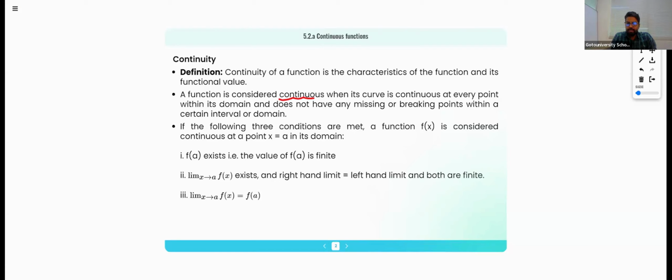So examples of continuous functions, as I already gave you: a trigonometric function, f of x is sine x, is a continuous function. F of x is cos x, again I'm repeating, is a continuous function. And f of x equal to x square is a parabola, right? A parabola, you can complete the curve within the range without lifting the pen, right?